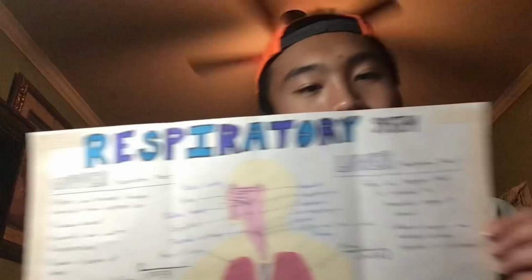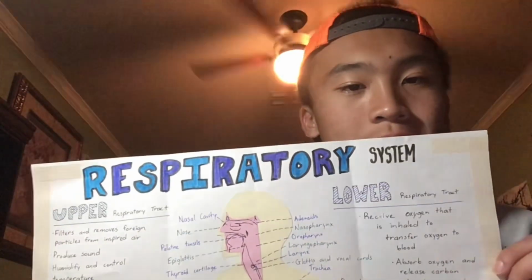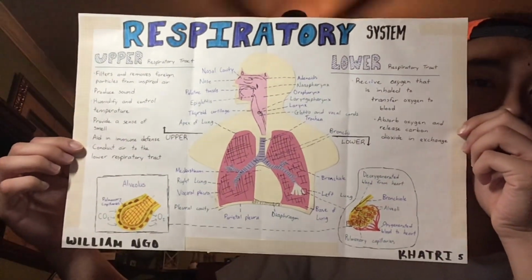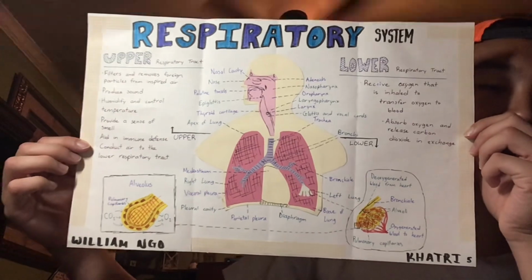So that is the anatomy and physiology of the respiratory system. If you want to take a look at the anatomy poster right here and how I split it into 2 respiratory tracts, I then just explained the physiology because I didn't have enough space to do it. So thank you.